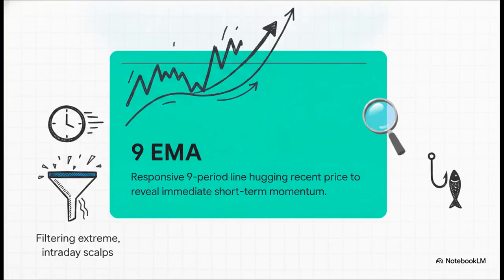Next up is the 9 EMA. Think of this line as a literal shadow to the price. Because it weights recent price data much more heavily, it's incredibly responsive. It shows us exactly where the immediate short-term momentum is heading. It just perfectly balances speed to help you catch those really quick intraday scalps while doing a great job of filtering out the extreme erratic noise you'd normally get from a faster, say, 5-period average.